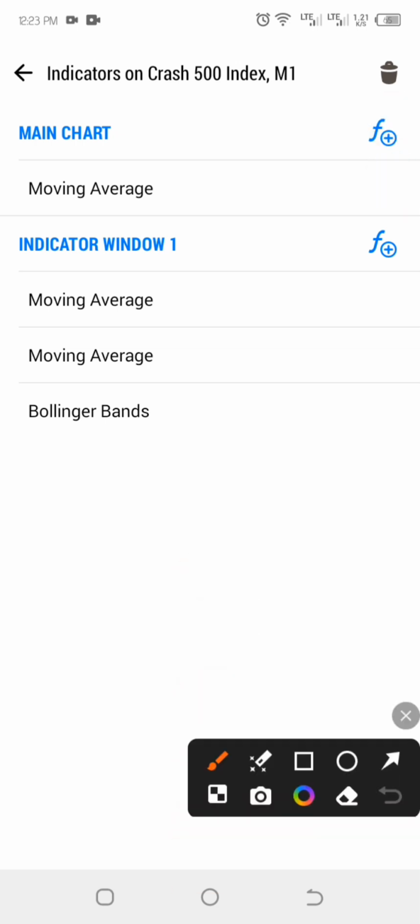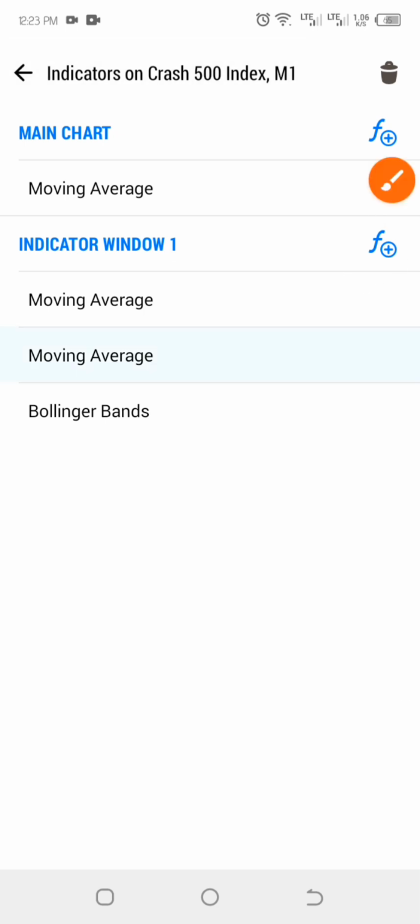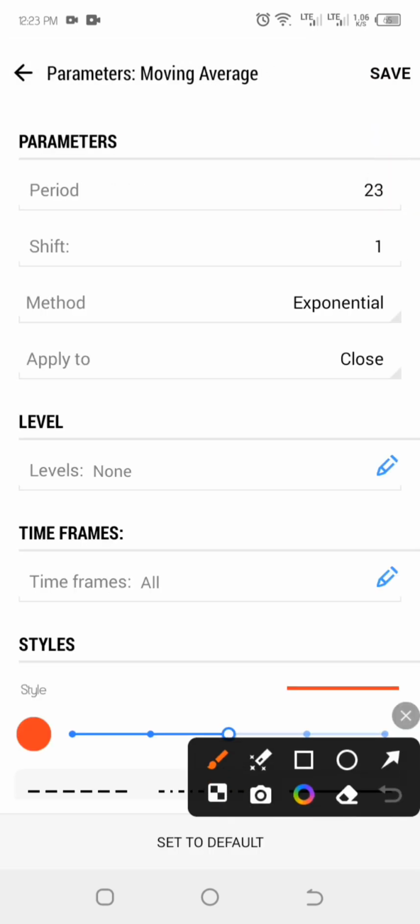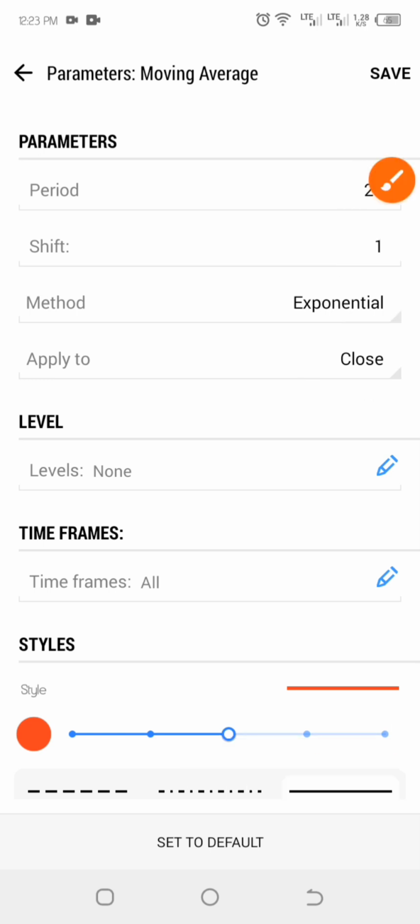For the next moving average, do the same thing by clicking on this F icon, search for moving average and click on it. For the second moving average, the period is 23, shift is 1, method is exponential, apply to close. For the style, use any color of your choice.